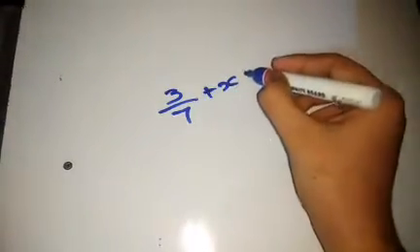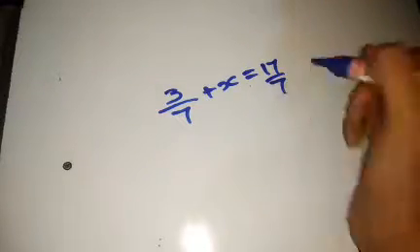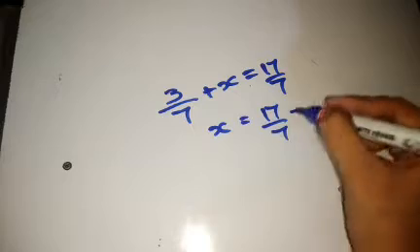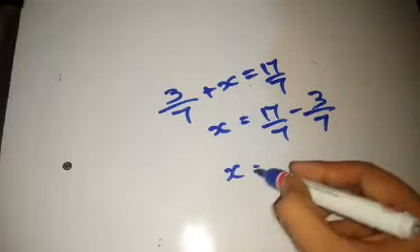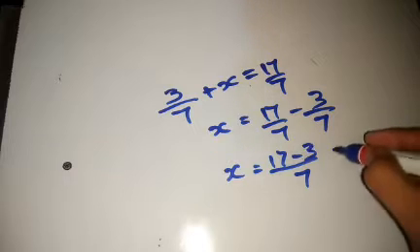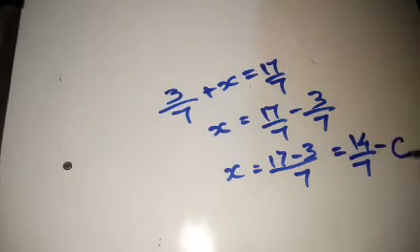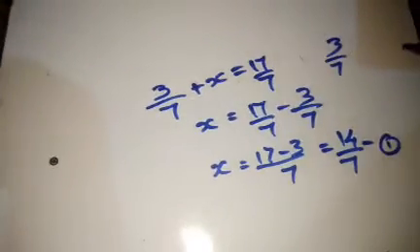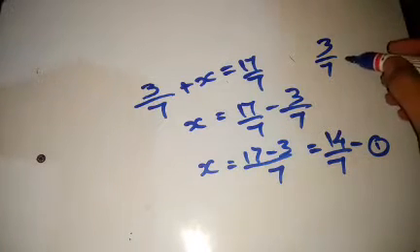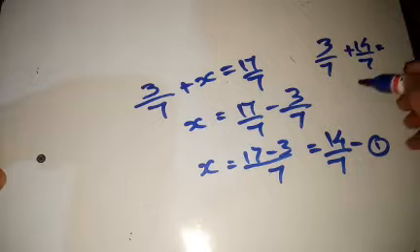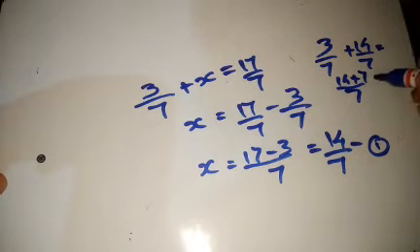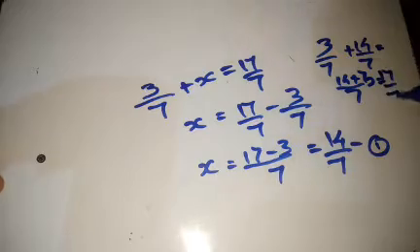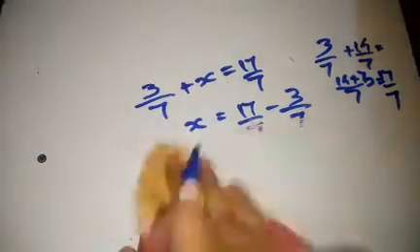Let us take the example 3 by 7 plus x gives 17 by 7. The answer will be 17 by 7 minus 3 by 7, which will give 14 by 7. We can also check it by putting it here: 3 by 7 plus 14 by 7 will again be 17 by 7. So this is basically the topic of equations in one variable.